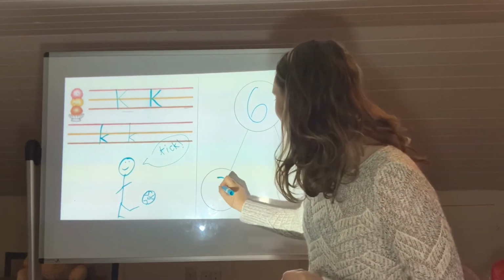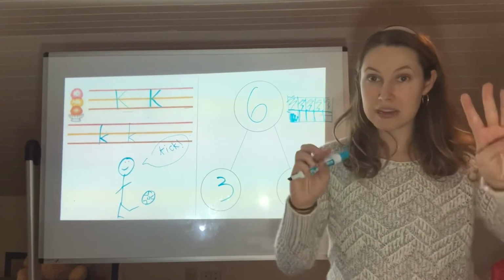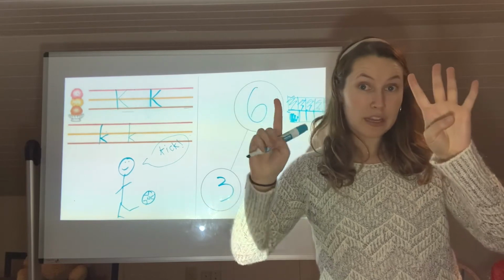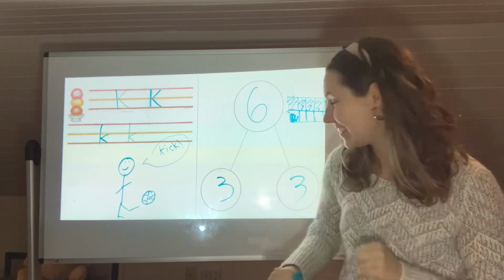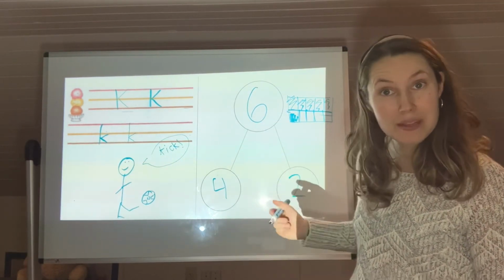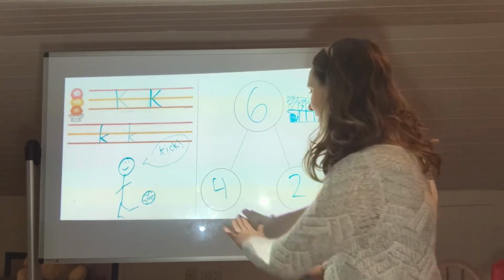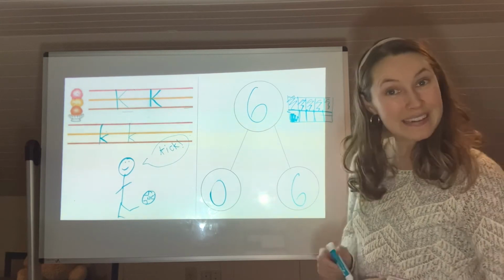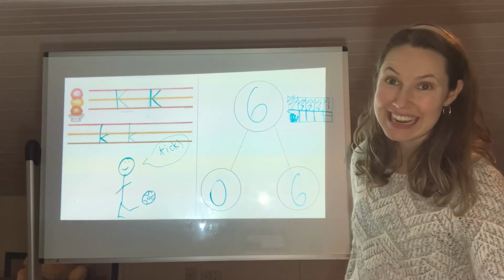So 5 and 1 are two numbers that I could use to make 6. 3 and 3, that's right, we could use 3 and 3. We could use 4 and 2. Or if we start with 6, we could use 6 and 0. So that's our quick number and letter review for today.